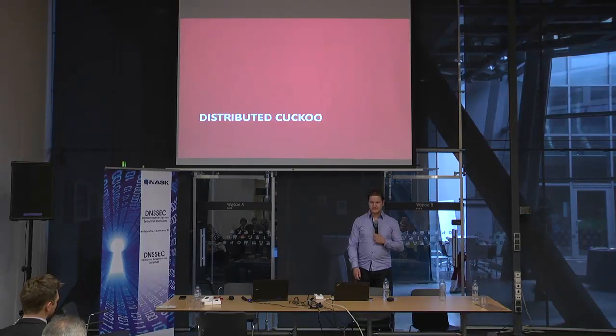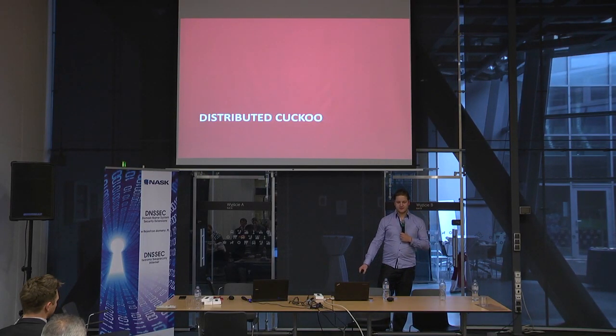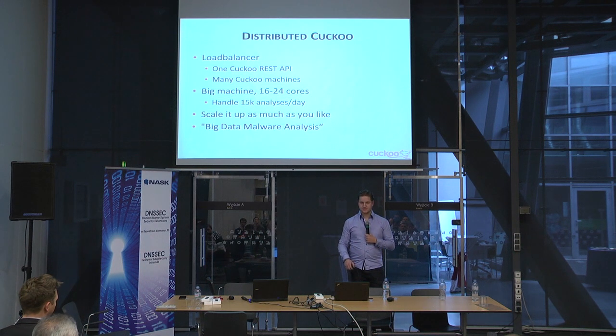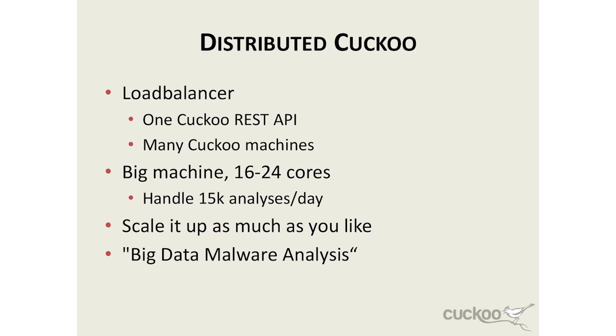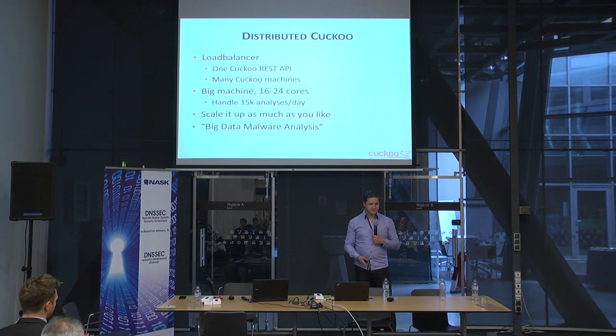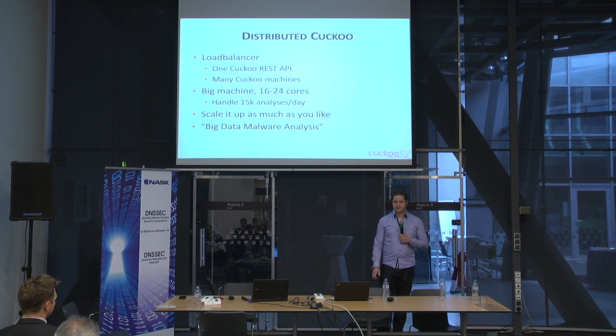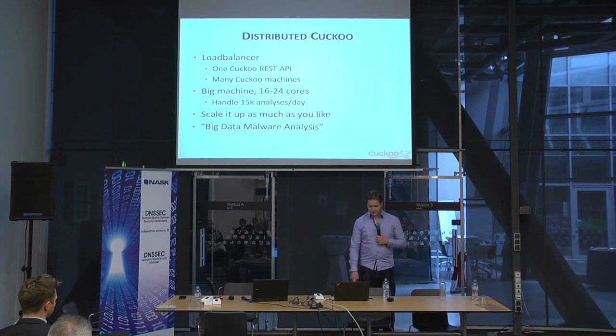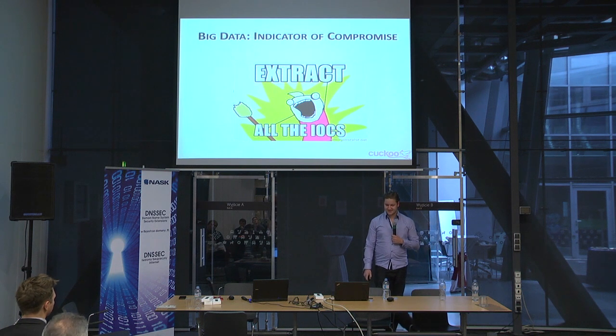Distributed Cuckoo is another feature. So, well, like a side script. You can run this one REST API, and this one REST API talks with other Cuckoo machines. So if you have, for example, 5 big servers, they talk with the REST API, and you only have one interface to do all the analysis. So if you have a big machine, you can probably do 15,000 or 30,000 or something analyses a day per server. So if you want to do more than that, just use multiple servers and hook them up with a distributed script. So scale it up as much as you like. Big data, malware analysis to extract all the IOCs.